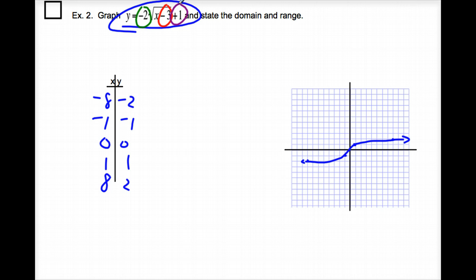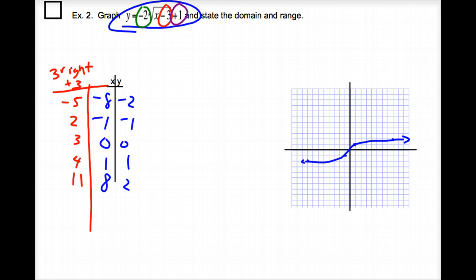The -3, that's kind of like it's in parentheses. We can deal with that first. That's the only one that affects the x. So I'm going to go ahead and say that that is 3 right, and I'm going to add 3 to all my x's. So -8 plus 3 is -5. -1 plus 3 is 2. 3, 4, 11. Those are my final x's because that's the only thing that affects the x.